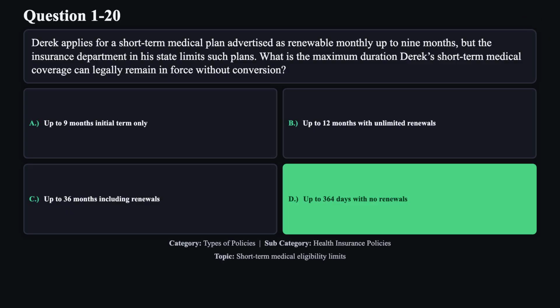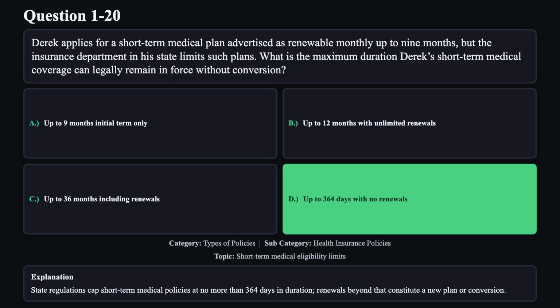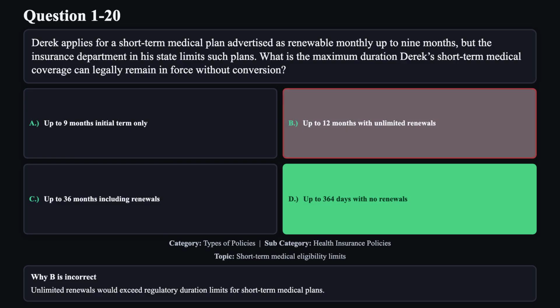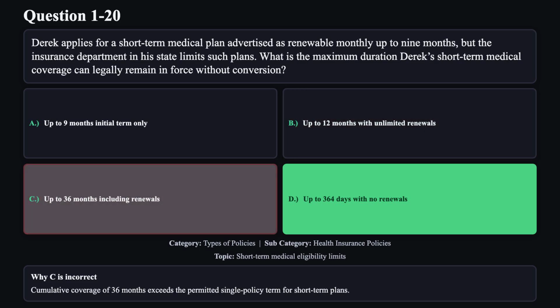The correct answer is D. State regulations cap short-term medical policies at no more than 364 days in duration. Renewals beyond that constitute a new plan or conversion. Reason A is not correct. 9 months is an oversimplified term. The legal limit is up to 364 days. Reason B is not correct. Unlimited renewals would exceed regulatory duration limits for short-term medical plans. Reason C is not correct. Cumulative coverage of 36 months exceeds the permitted single policy term for short-term plans.